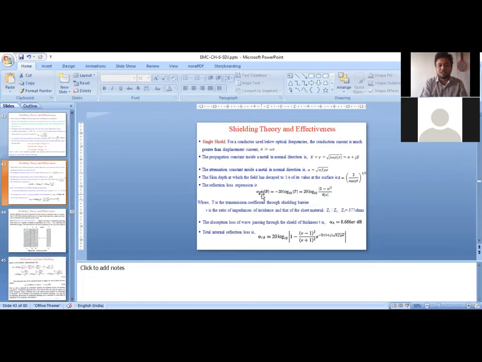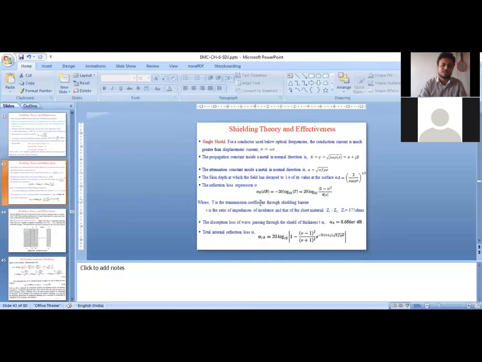So one reflection, one internal reflection, and one absorption. These losses will happen once only. Reflection loss will happen once only, internal reflection will happen once only, and absorption will happen once only, because we have placed only one metallic object, a barrier, between the source and receptor.